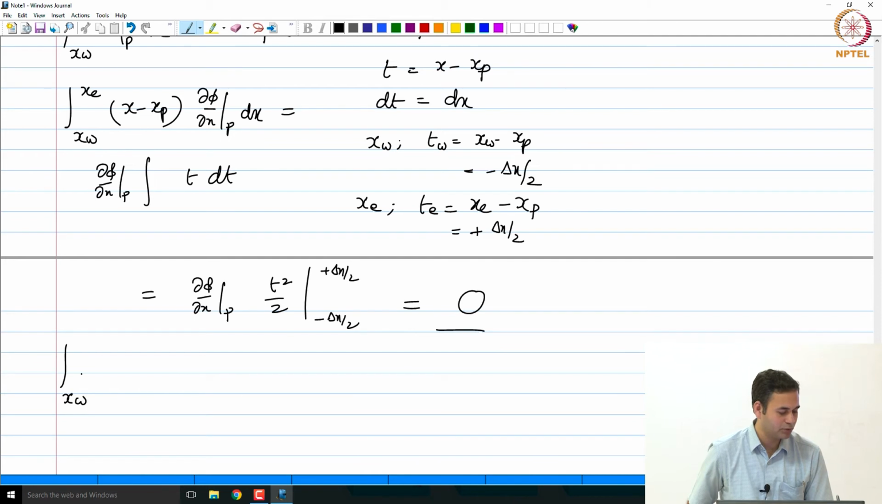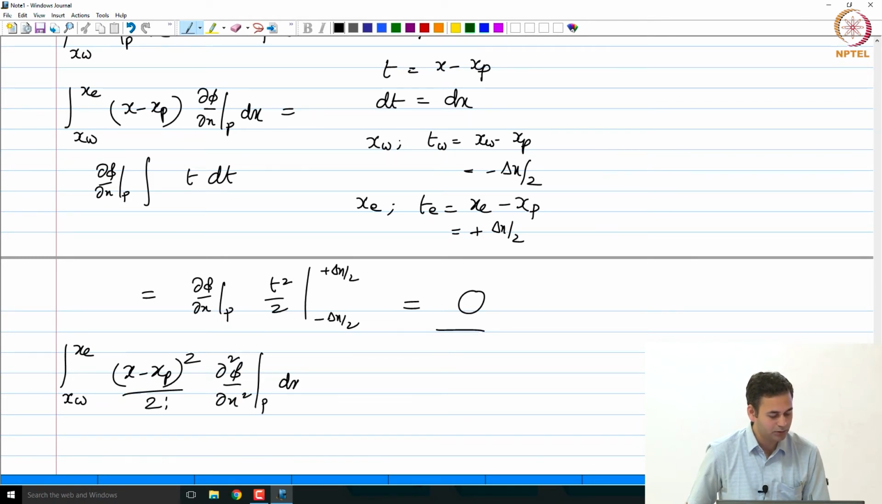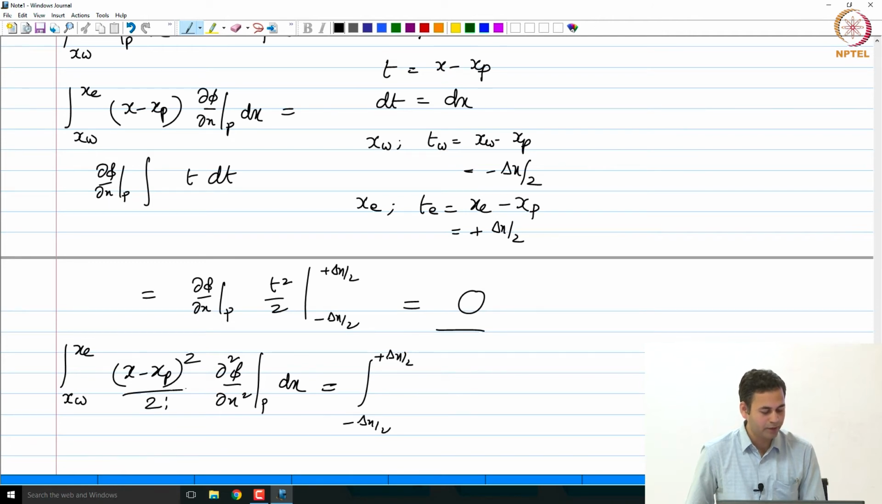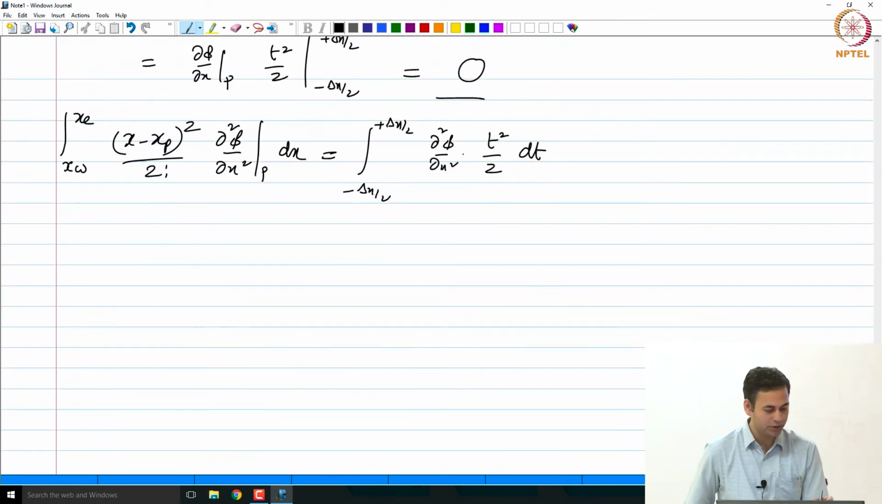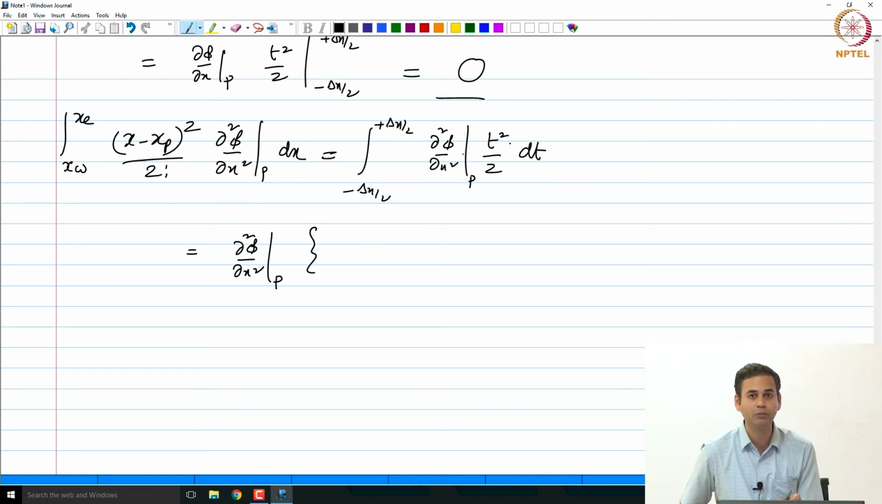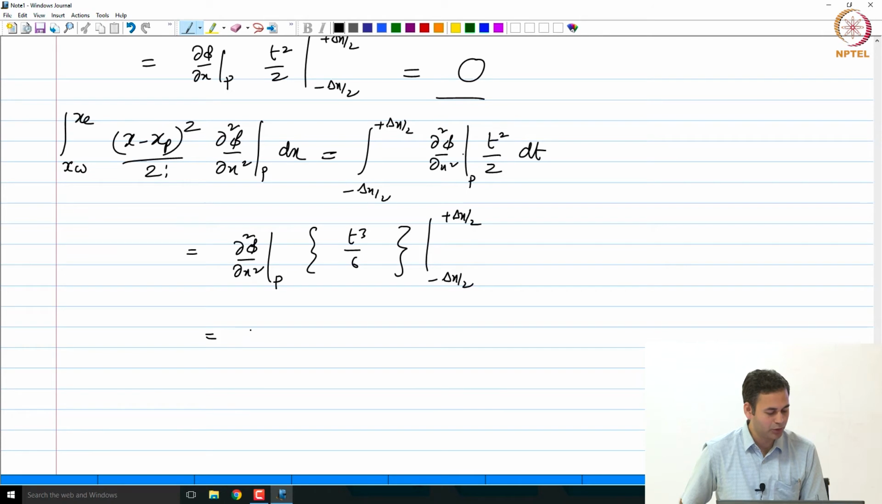What about the next term, that is x west to x east, (x minus x p) square by 2 factorial, partial square phi by partial x square at p dx. If you do the same analysis, what will that be? That will be minus delta x by 2 to plus delta x by 2, you will have partial square phi by partial x square times t square by 2 dt. Just change of variables. Now, this will be partial square phi by partial x square evaluated at the cell center P times, t cube by 3, that will be t cube by 6, going from minus delta x by 2 to plus delta x by 2. So, how much would this be?